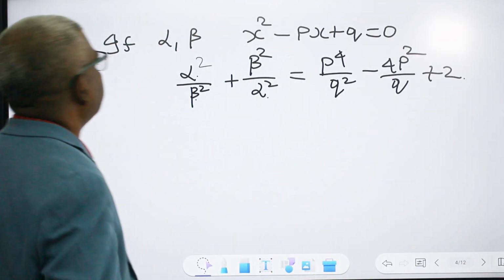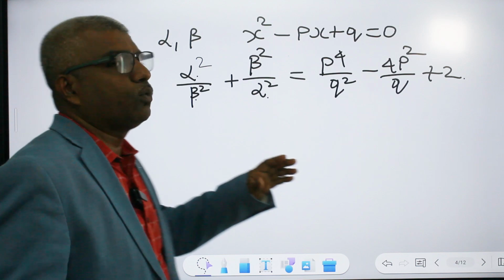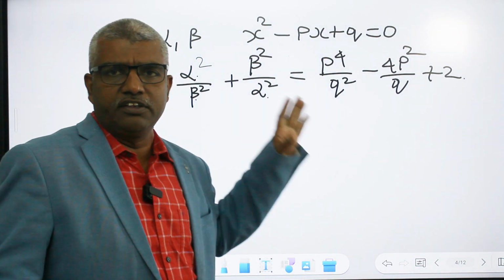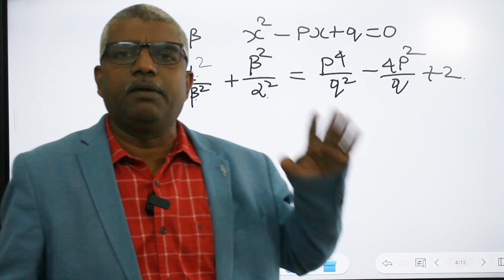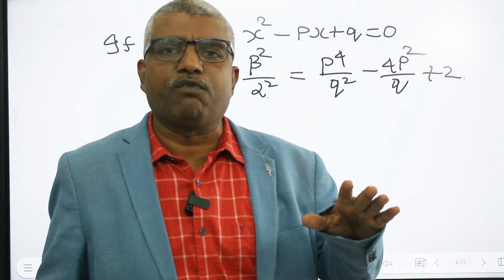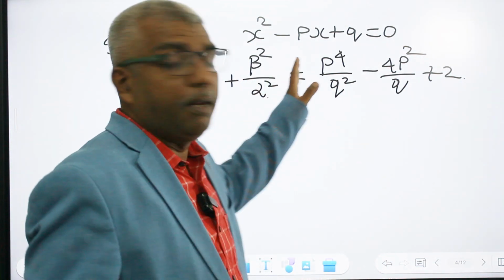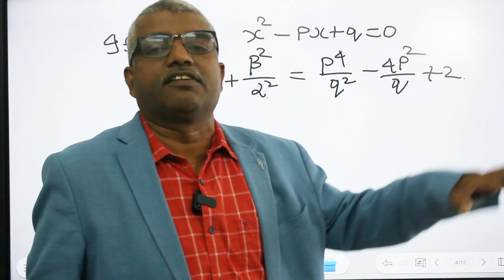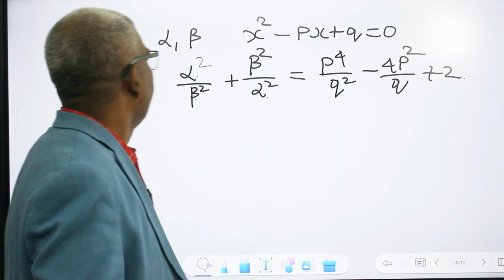Now look at the next question. If alpha and beta are the roots of the equation x squared minus px plus q equal to 0, then prove that alpha squared by beta squared plus beta squared by alpha squared is equal to p to the power 4 by q squared minus 4p squared by q plus 2. We have to prove that.